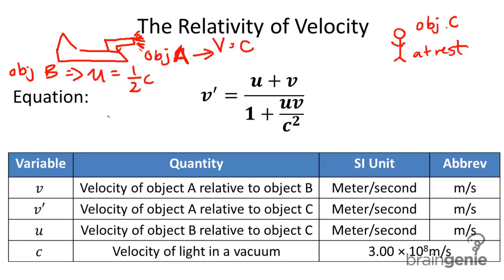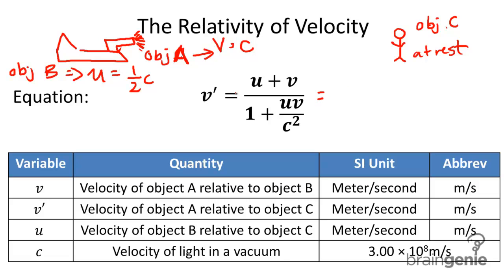Now, you would think, oh, I should just add these two velocities up to figure out the velocity of the light relative to the observer. Well, this is not the case. Remember, according to postulate 2, all forms of light travel at the speed of light regardless of the motion of the source or the observer. The equation we have here gives us the actual velocity of object A relative to object C according to the theory of special relativity.